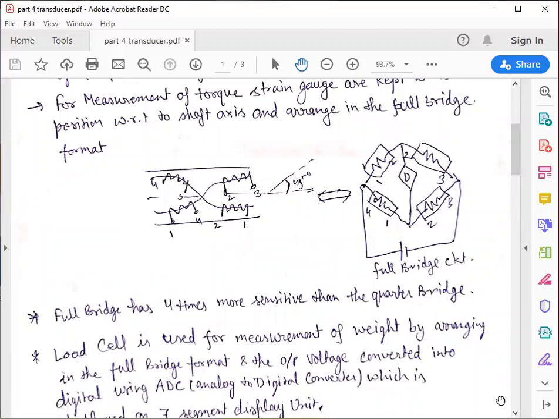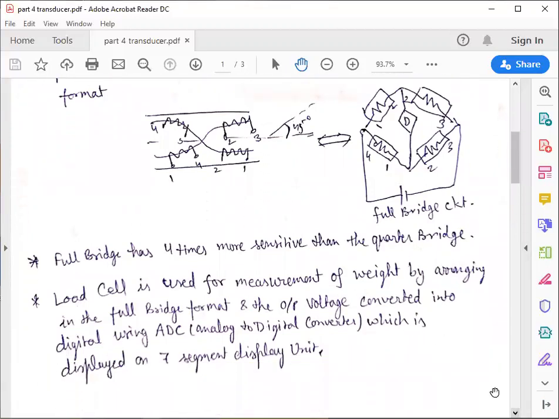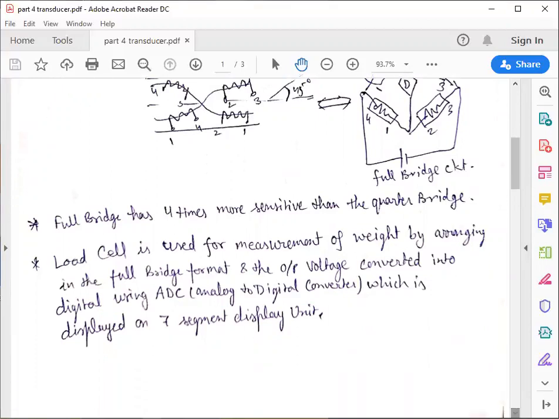And the next is, the load cell is used for measurement of weight by arranging it in the full bridge format, and the output voltage is converted into digital using an ADC, that is, analog to digital converter, which is displayed on a 7-segment display unit. So basically the load cell is used to measure the weight using a full bridge circuit. Here the output signal is in voltage form, which will be converted into a digital signal using the ADC.